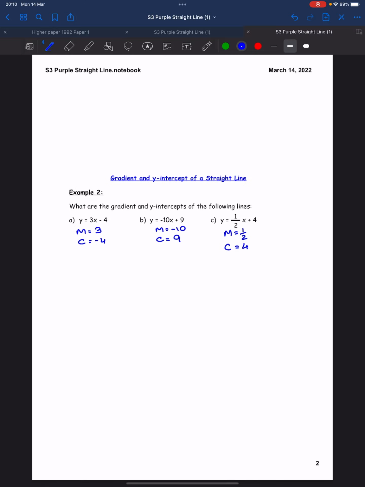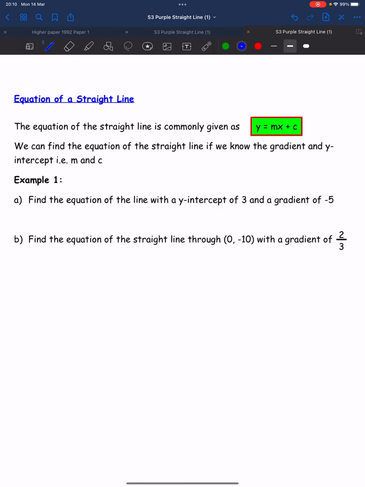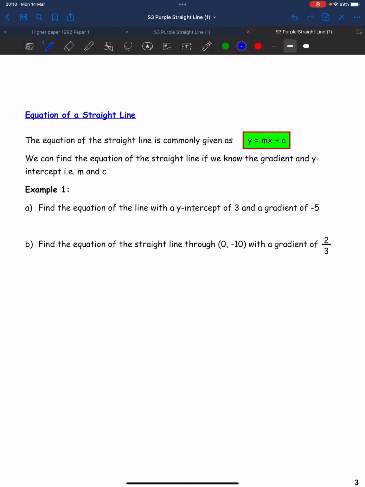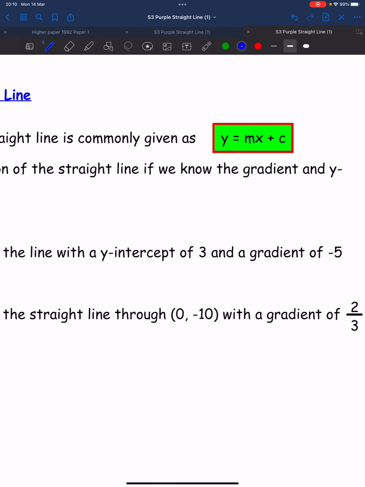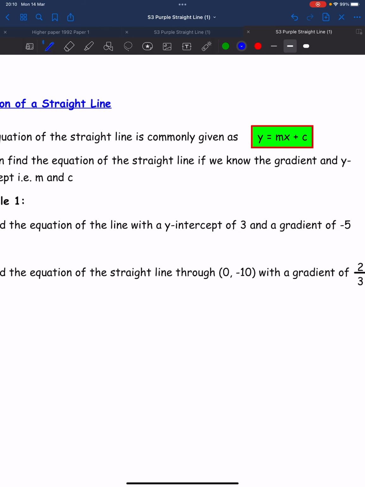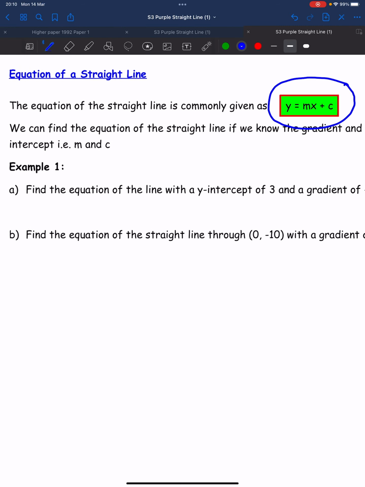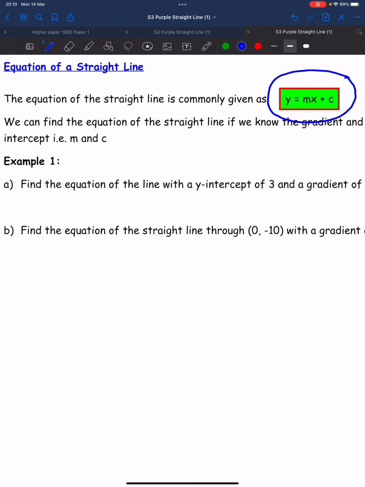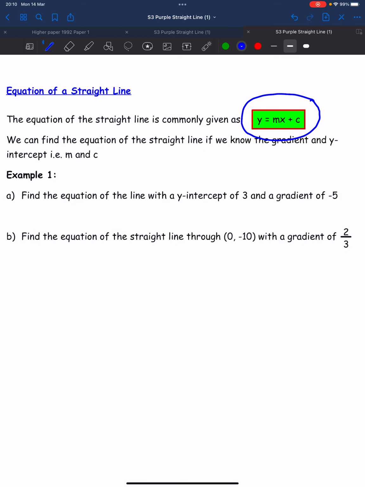What we're now going to do is have a look at the equation of a straight line, actually making up the equation of a straight line. So when you have a gradient and a y-intercept, then if you use this format, you can actually give the equation of a straight line, i.e. the thing that identifies what direction the straight line goes in and how steep it is. So example 1 says, find the equation of the line with a y-intercept of 3 and a gradient of minus 5. So it's the reverse process to what we were doing previously.